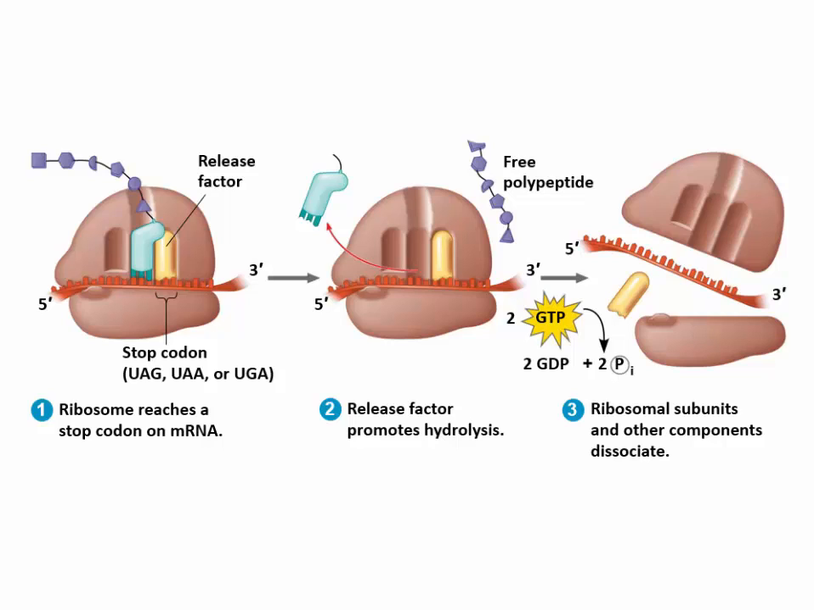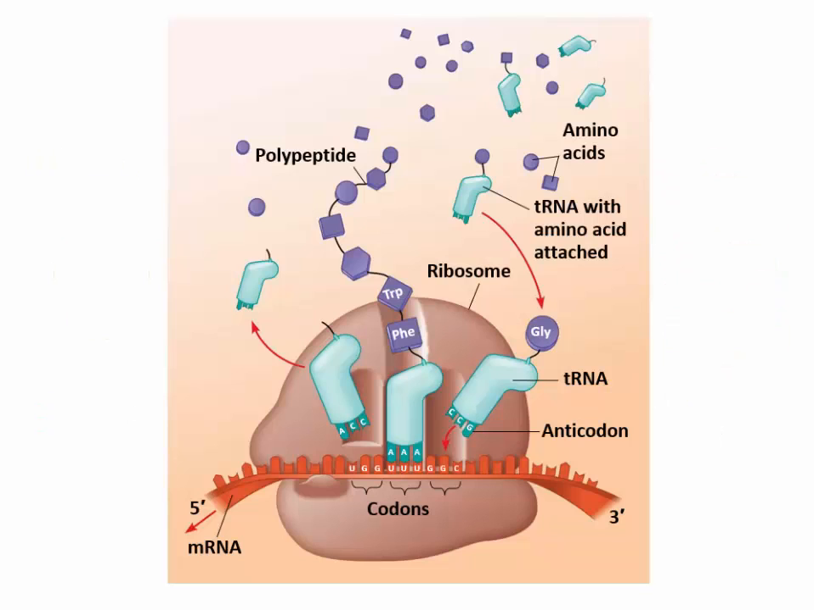So a ribosome reaches a stop codon on the messenger RNA, and here it is going to have a release factor which promotes hydrolysis, and the whole thing is going to fall apart. So the protein has been translated, and the ribosomal units and everything else just falls apart, and the polypeptide just floats away. And that is another way of looking at it.